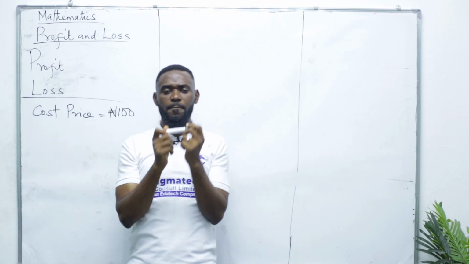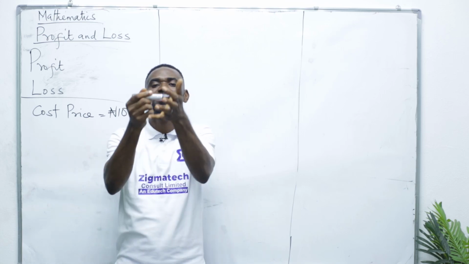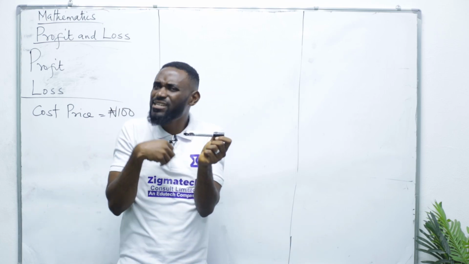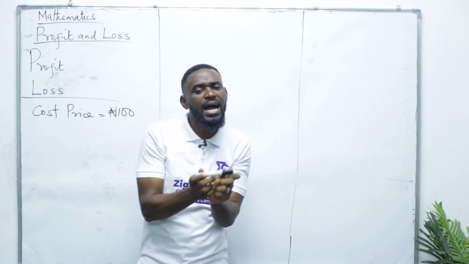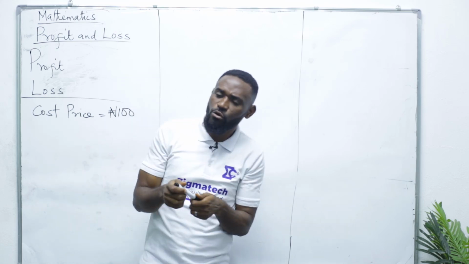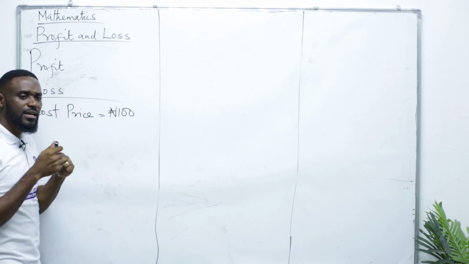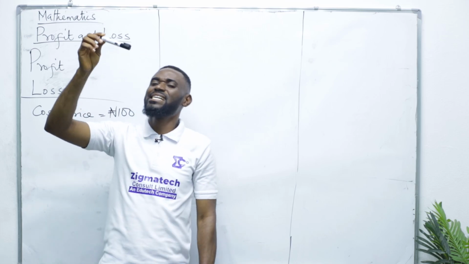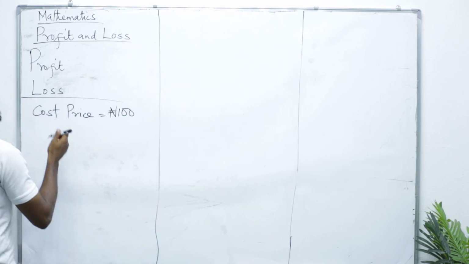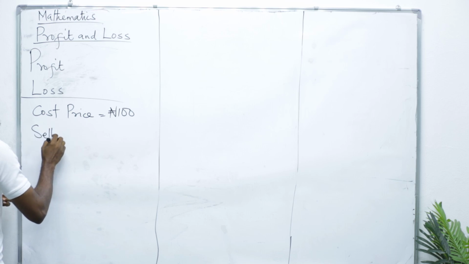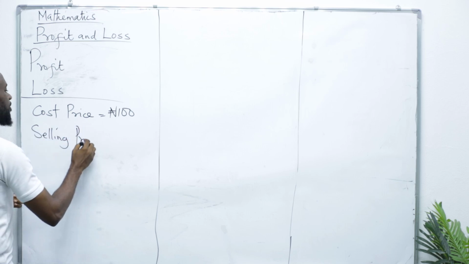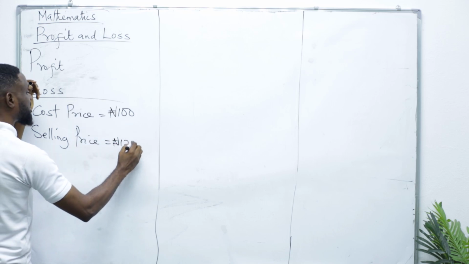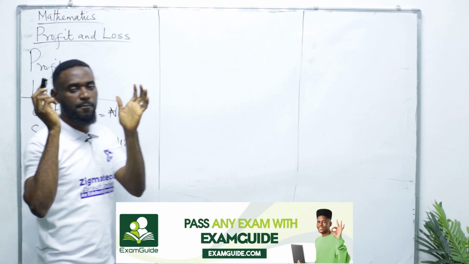As a businessman, I want to sell this particular marker so that I will gain something that I will use for me and my family, okay? So that particular price, I will now say, okay, in my shop, since I bought this for 100 naira, I want to sell it for 120 naira. So it means that that particular amount is called the selling price. So the selling price for this marker is 120 naira. Okay?